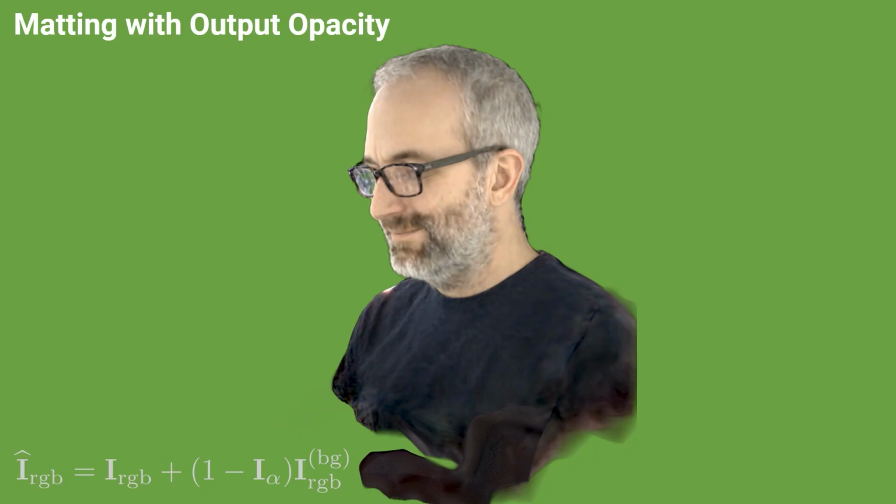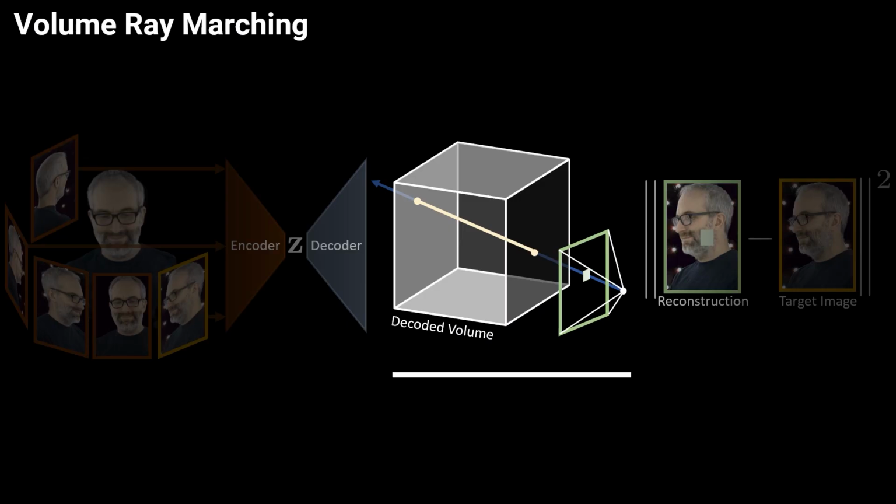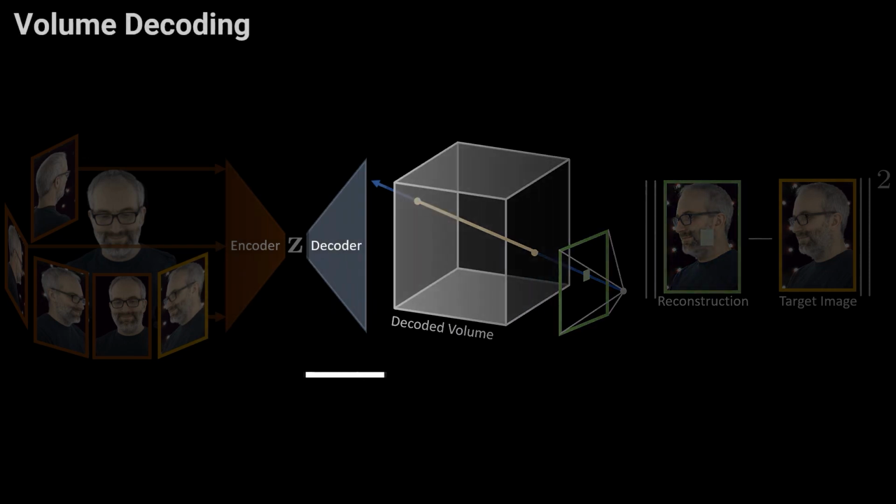The output opacity value is important since it allows us to matte different backgrounds. Notice how on the glasses the transparency is correctly estimated and you can see the background through them. So that's how the volume ray marching works. Next, I'll describe how we came up with volumetric decoders that produce high-quality real-time renderings.